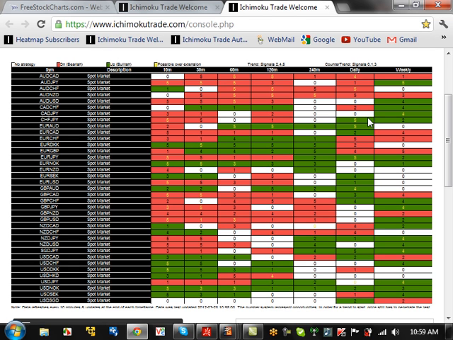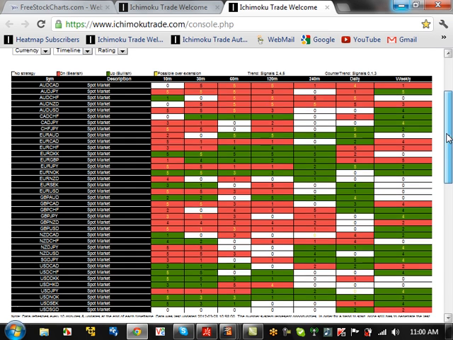You've got Euro Pound, which we'll look at in a couple of minutes, and Pound Swissy, and that's about it. So there's not many opportunities as far as multiple time frames are concerned. There's a lot of conflict going on right now, and you can see that from all these zeros here.